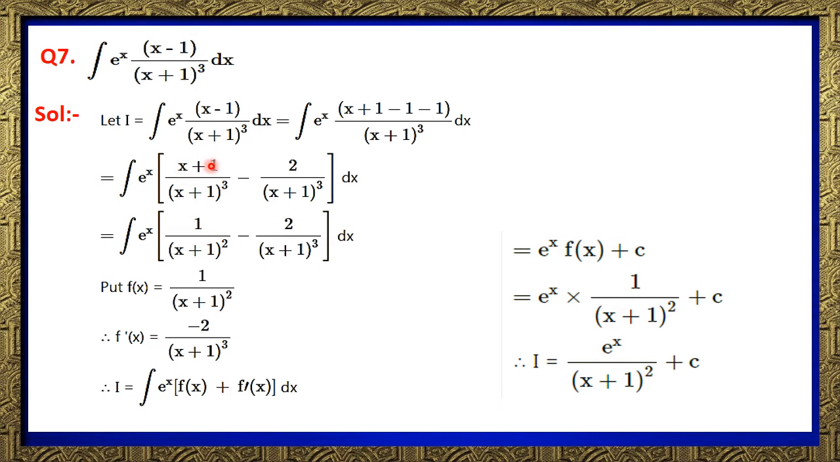Then, x plus 1 will get cancelled from the first term. Then we will get integral e raised to x into 1 by x plus 1 the whole square minus 2 by x plus 1 the whole cube dx. Now, let us take this first function as f of x. Then we know by differentiating with respect to x, we will get f dash x is equal to minus 2 by x plus 1 the whole cube.